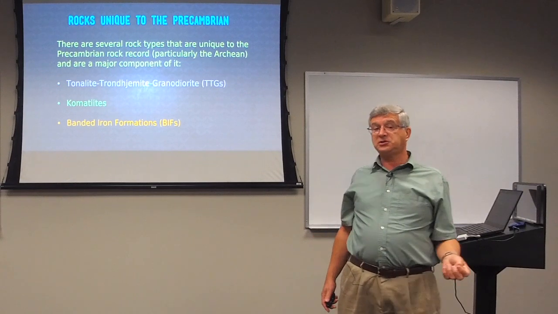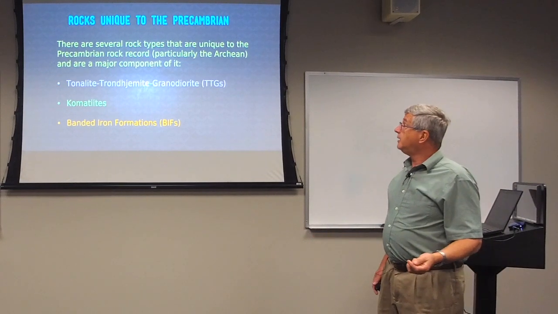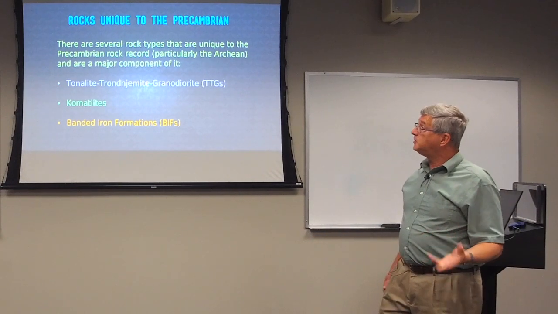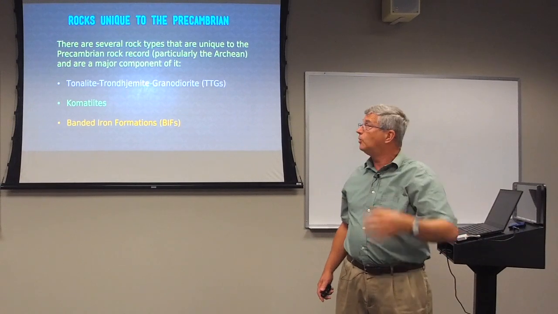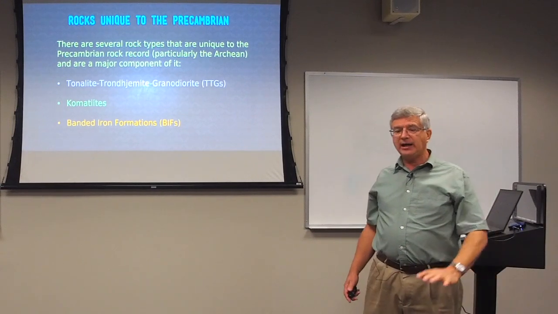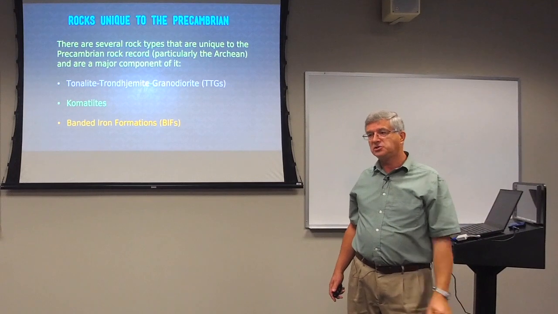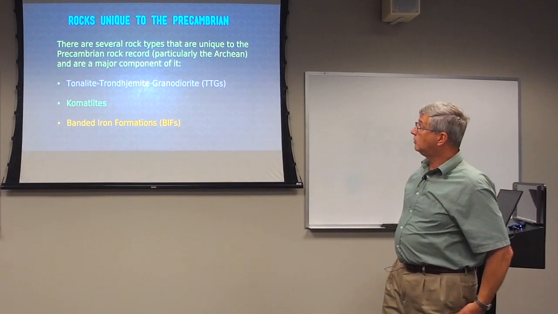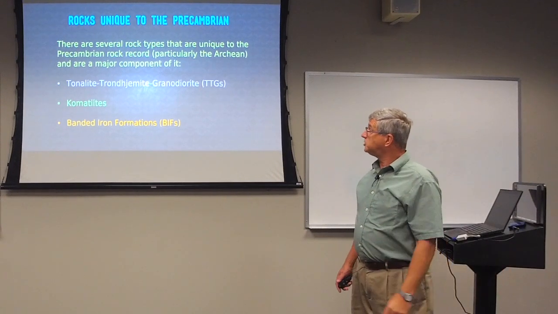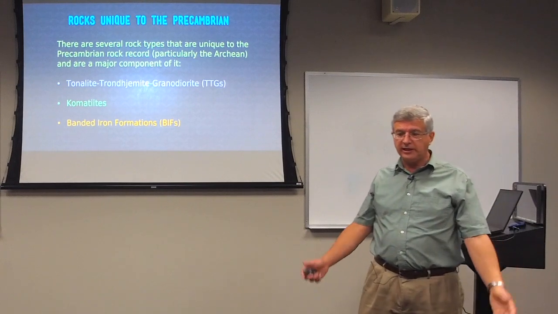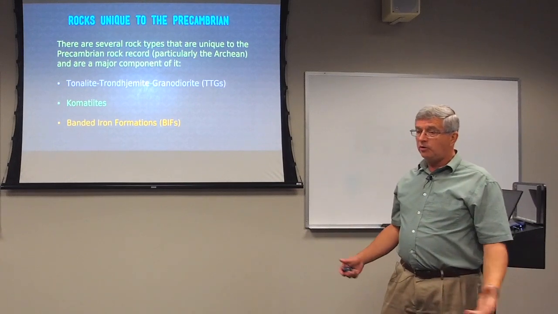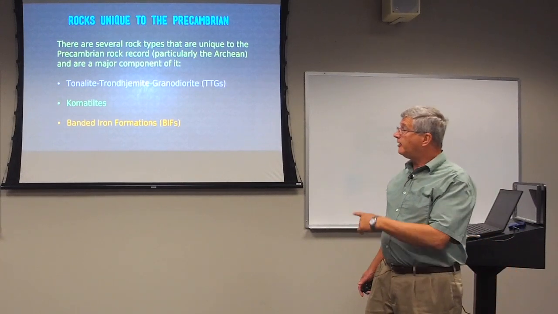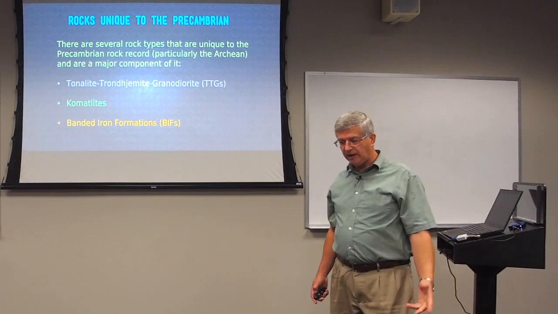Kurt introduced this earlier in the week. There are several rock types that are unique to the Precambrian rock record, particularly in the Archean, which is the lowermost part of the Precambrian rock record. There are the tonalite, trondhjemite, granodiorite rocks. These are granitic rocks we'll come to in a moment. There are rocks called komatiites, and there are the banded iron formations, or BIFs for short.